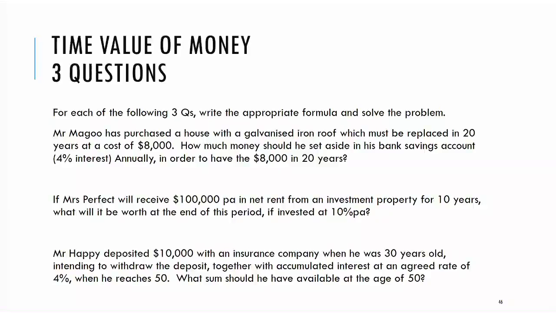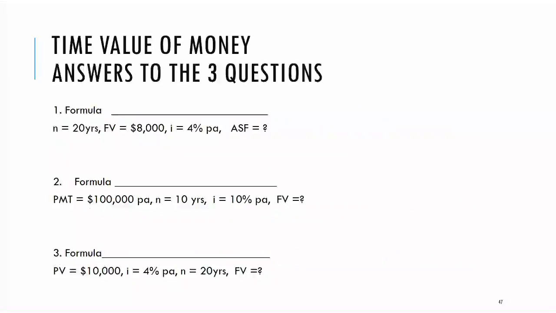So what's the formula you could use for the first one? Annual sinking fund. Yes. And for the second one? Future value. Very good. And for the third one? Again, future value. All right. You know the formulas. You know the numbers. You can calculate the answer.